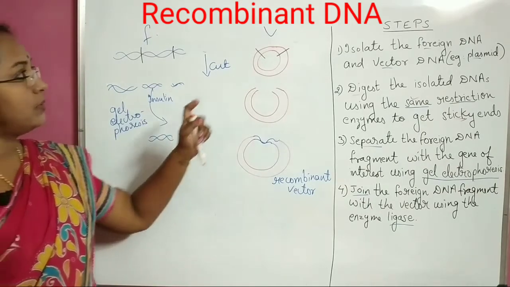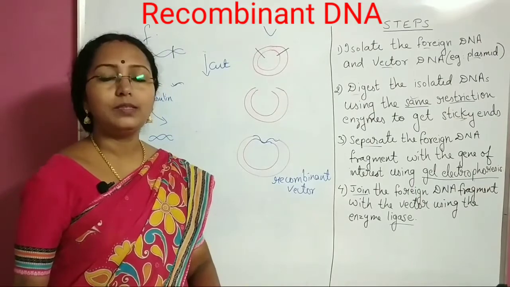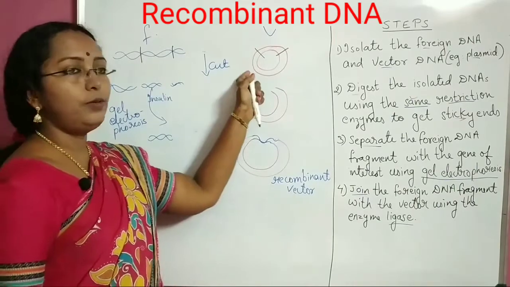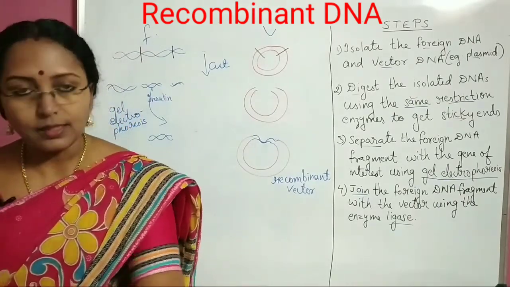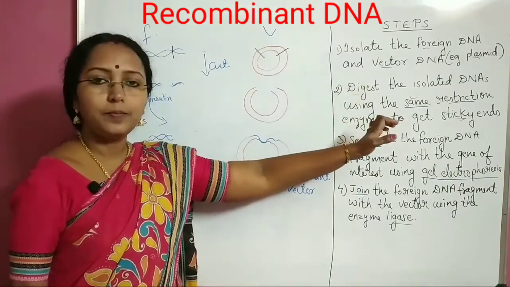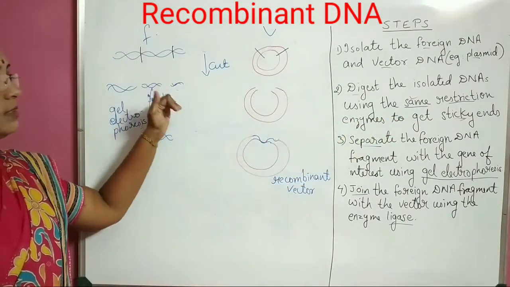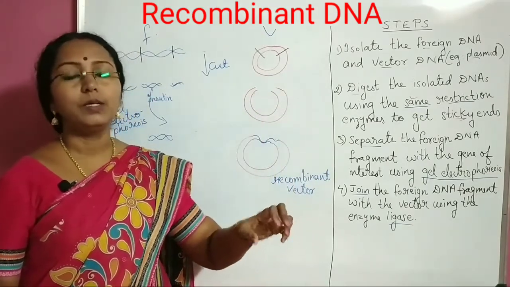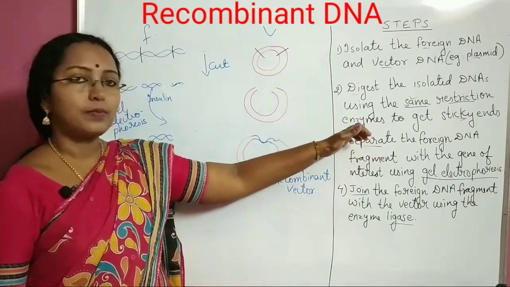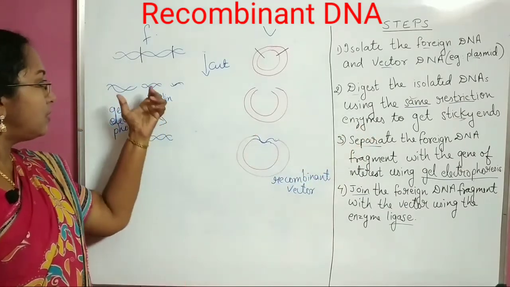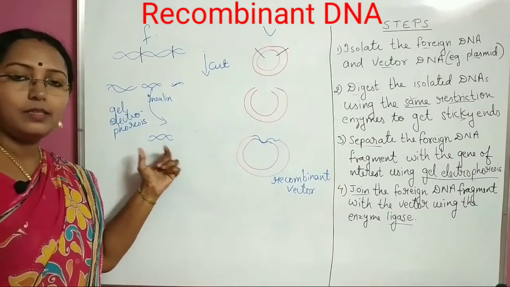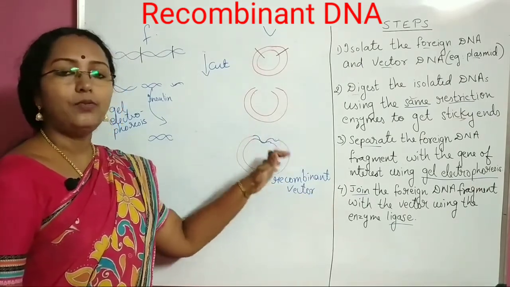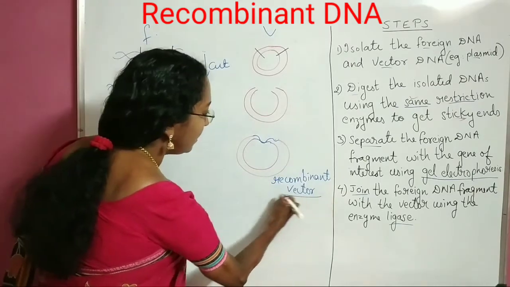So I hope you understood the different steps in recombinant DNA technology. First step, you isolate the foreign DNA and then you isolate the vector DNA. In this case, the vector taken is plasmid. Next step, you digest the foreign DNA as well as the vector DNA with the same restriction enzyme so as to get sticky ends. Then you isolate the gene of interest using gel electrophoresis and then join the gene of interest with the vector DNA so as to get the recombinant vector.